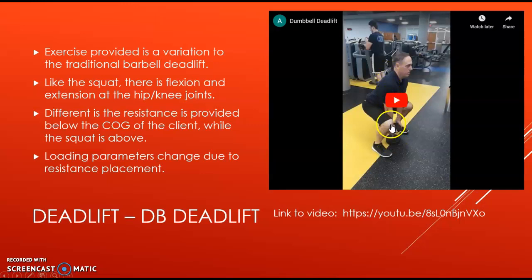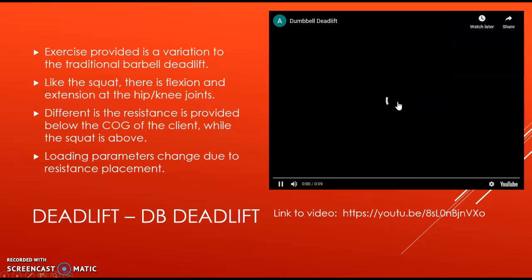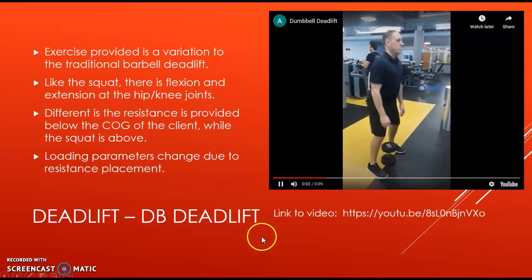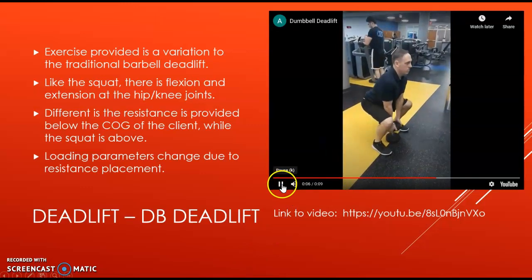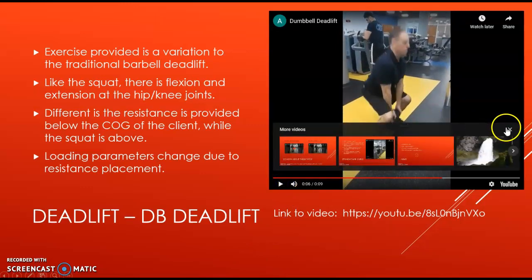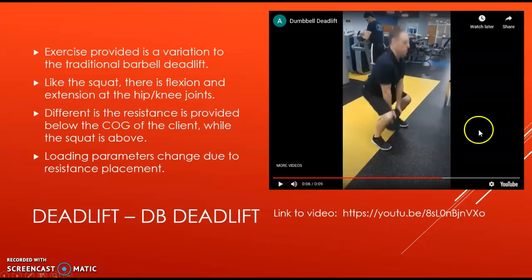And also because the loading is being provided by a dumbbell, you can stand right over top of that dumbbell and that dumbbell stays nice and tight in its movement pattern to your center of gravity. And hips and knees move just like they would in a squat. It is basically a squat, but it's where the resistance is coming from. It's changing the classification.